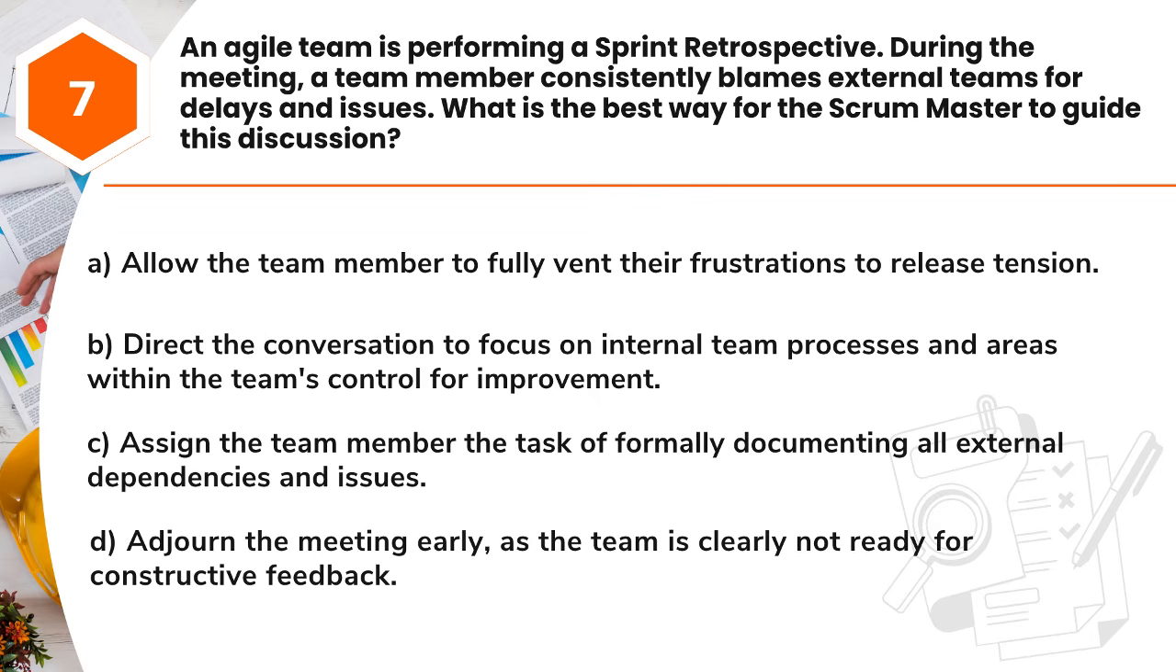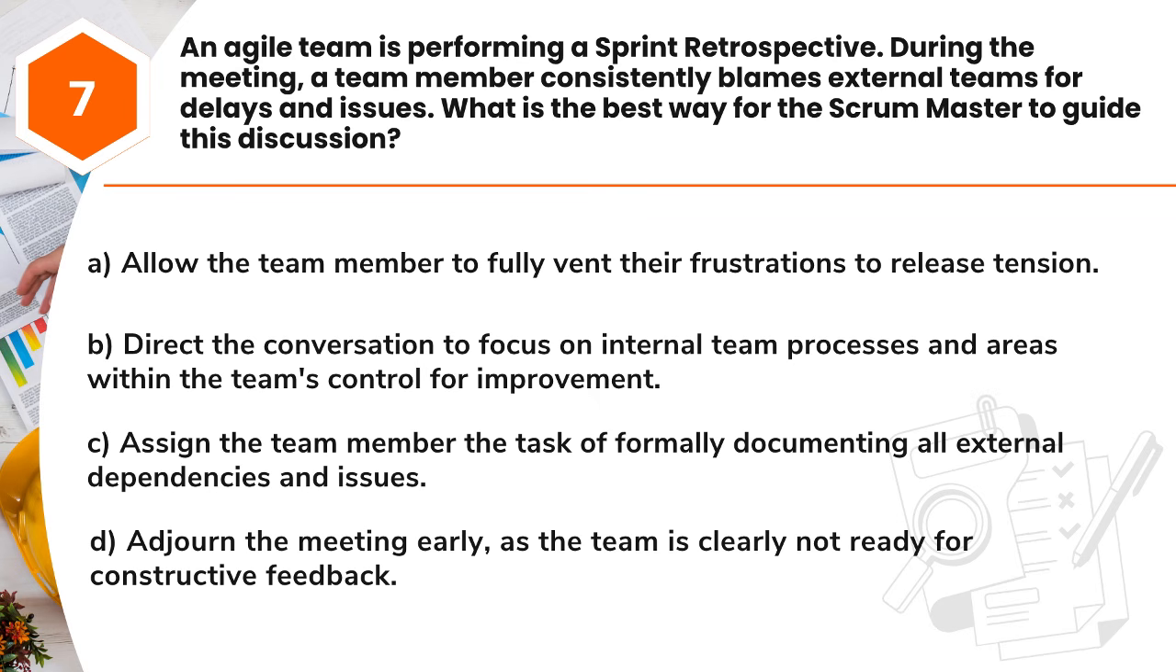Question 7. An Agile team is performing a sprint retrospective. During the meeting, a team member consistently blames external teams for delays and issues. What is the best way for the Scrum Master to guide this discussion?